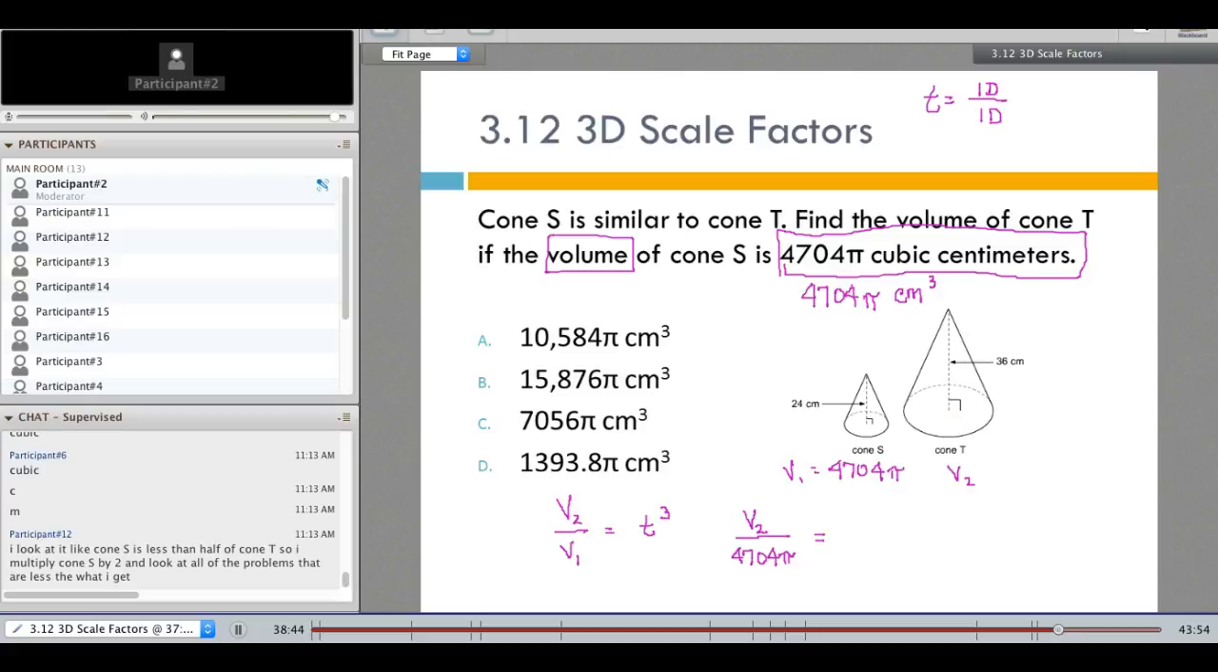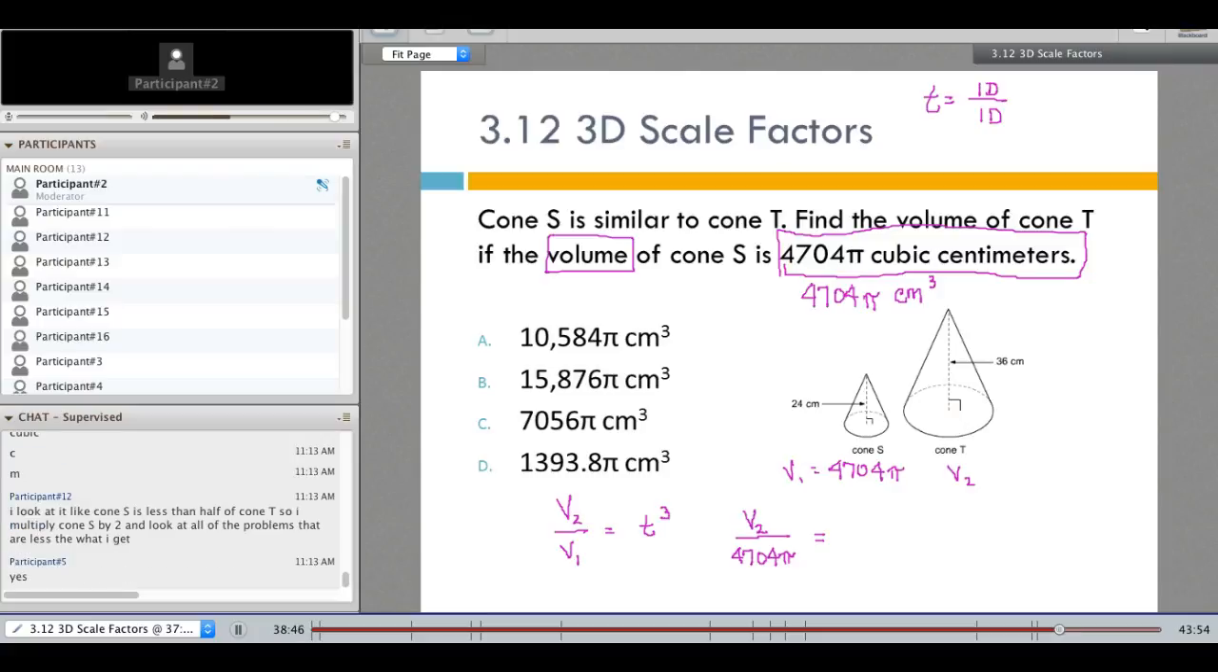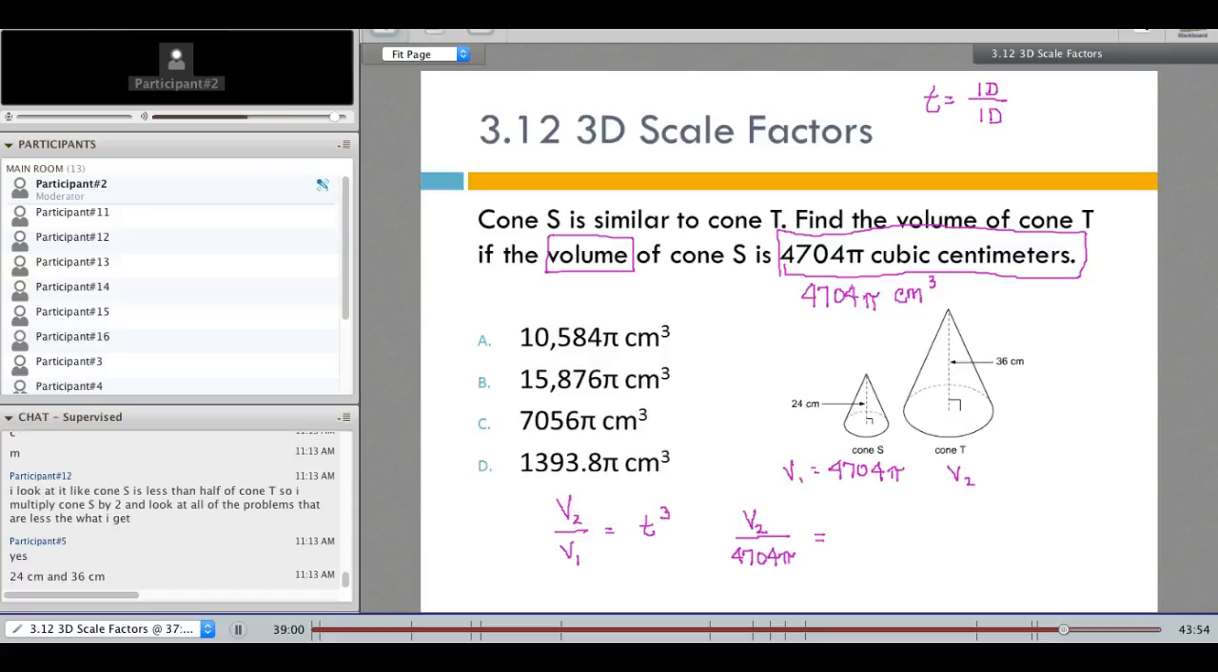So if I, on this side of my proportion, put volume 2 in the top, and then I need T cubed over here, so I need some sort of ratio cubed. What would match? Volume 2 comes from cone T. What do you think I'd want up here? Excellent. You guys are getting it. So I would want 36 over 24. Very good. Okay? So do you guys see how to put that together?